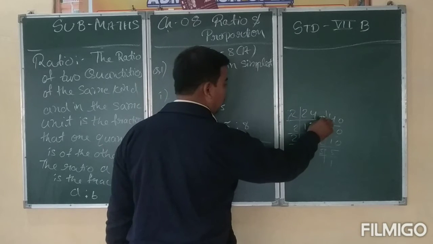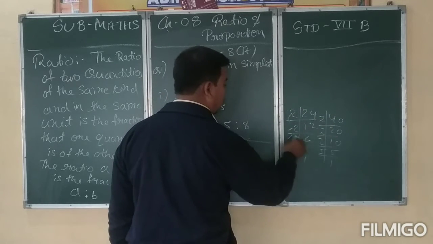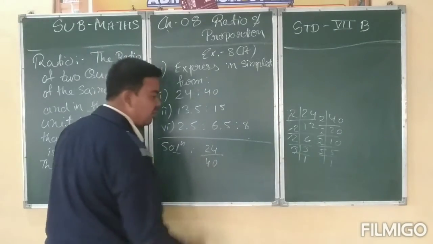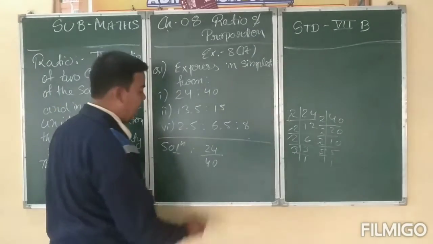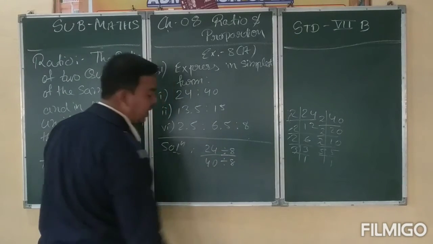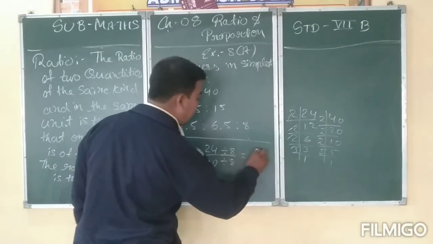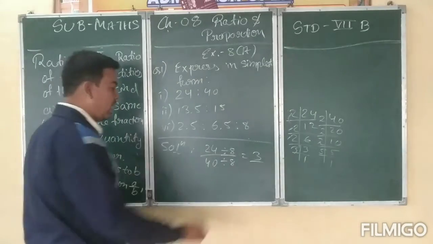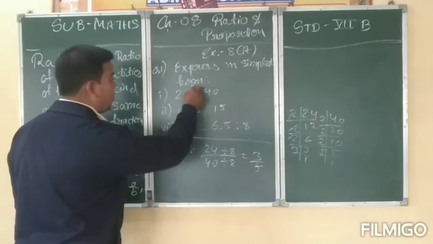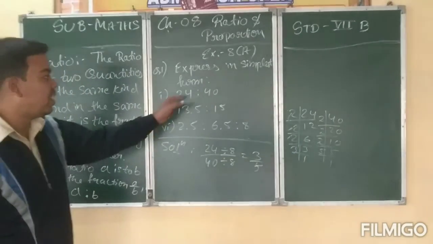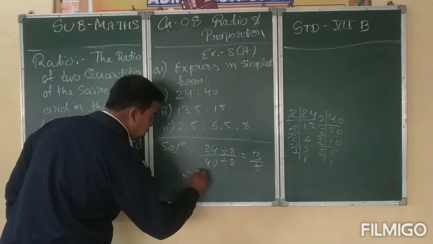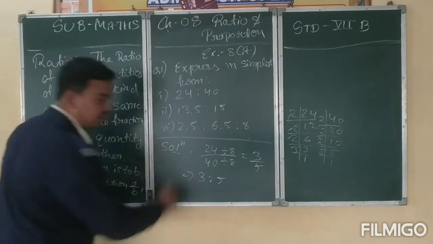So 2 times 2 times 2 is 8. 8 is the HCF of 24 and 40. So both numbers are divided by 8. Now 8 threes are 24, 8 fives are 40. So this ratio we convert into simplest form. So the ratio is 3 ratio 5.